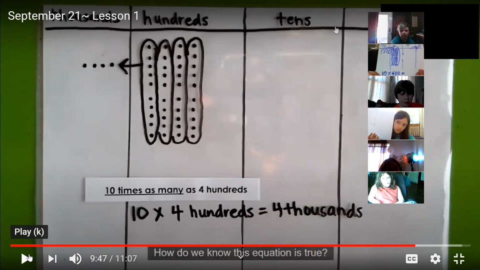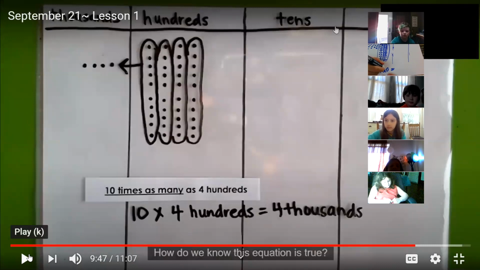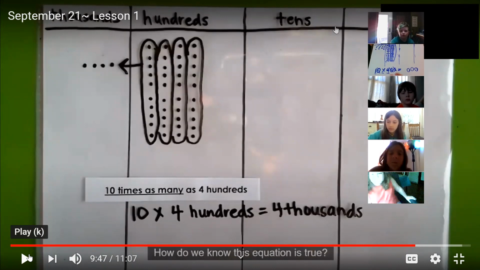So she wrote 400s using a number and words. So if I write 10 times 400 this way, and I take away my 1, 2, 3 zeros and put them in my answer, I'm left with 1 times 4 equals what, Olivia? What's 1 times 4?